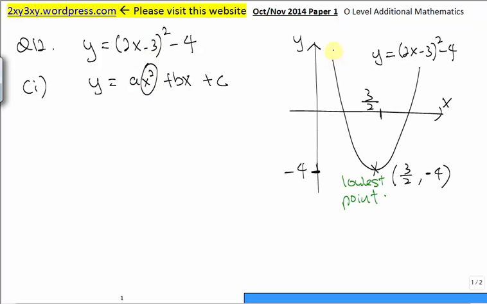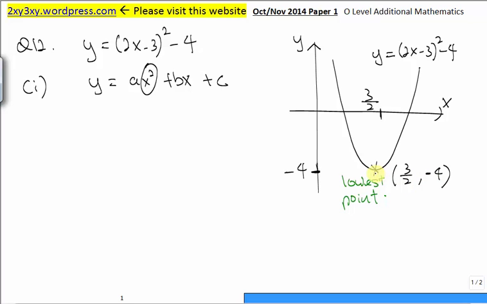A quadratic equation will have a graph of this shape, and we know this is a smiling face because the coefficient of x squared from this expression here is positive. We are asked to explain why the coordinate x equal to 3 over 2, y equal to -4 will give us the lowest point on the curve.